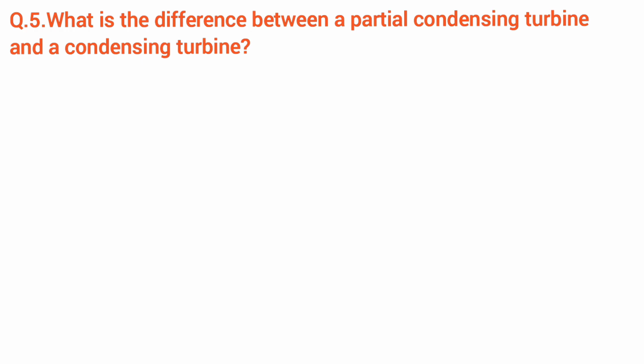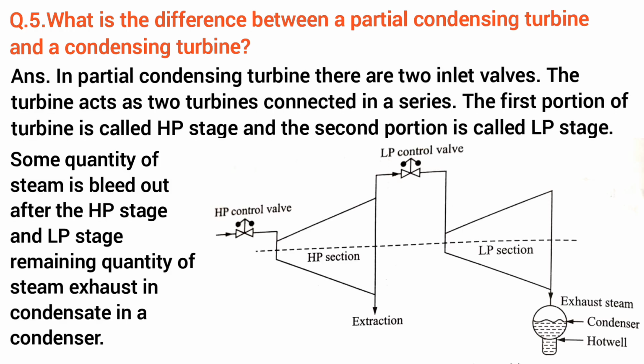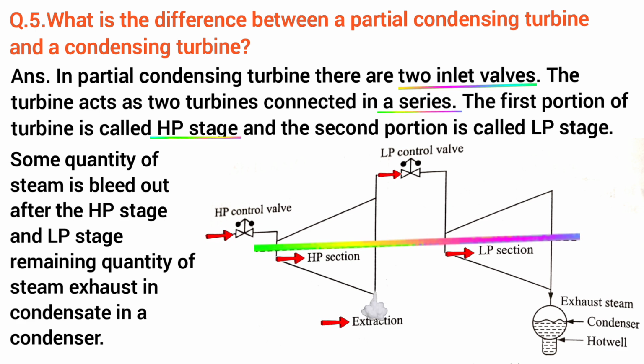What is the difference between a partial condensing turbine and a condensing turbine? In a partial condensing turbine, there are two inlet valves. The turbine acts as two turbines connected in series. The first portion of the turbine is called the HP stage and the second portion is called the LP stage. Some quantity of steam is bled out after the HP stage and LP stage. The remaining quantity of steam is exhausted and condensed in a condenser.